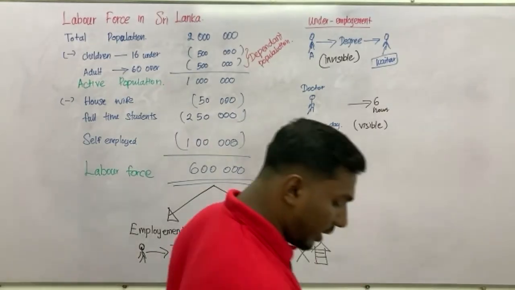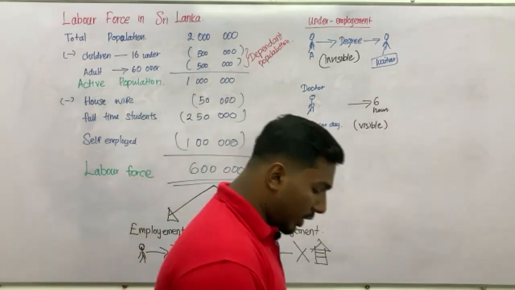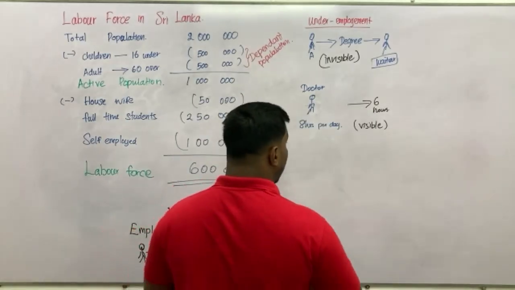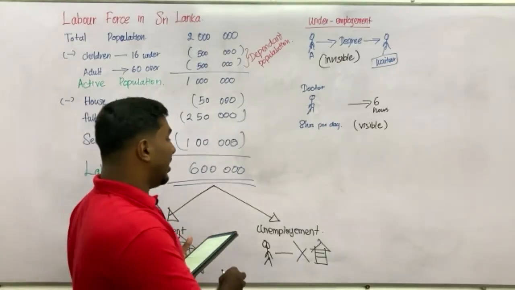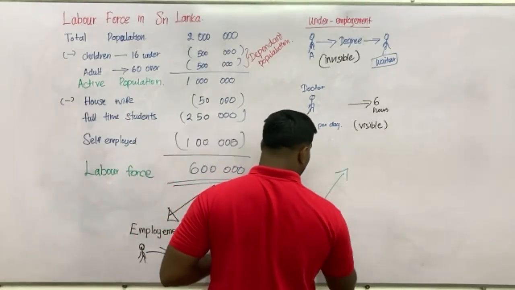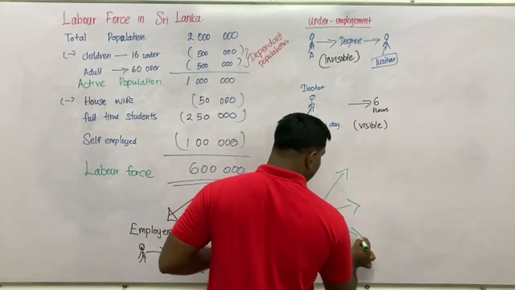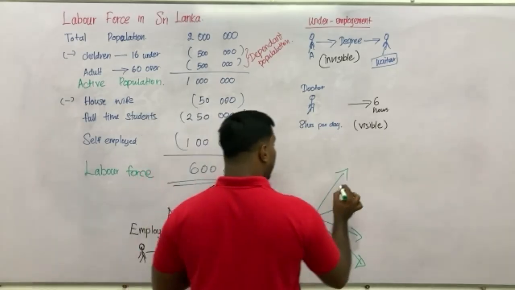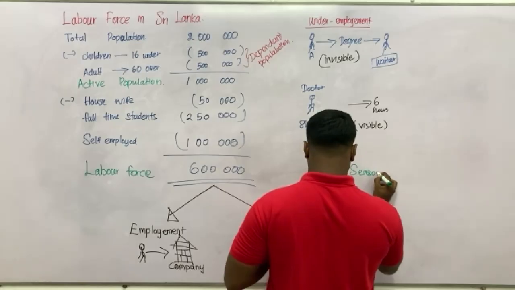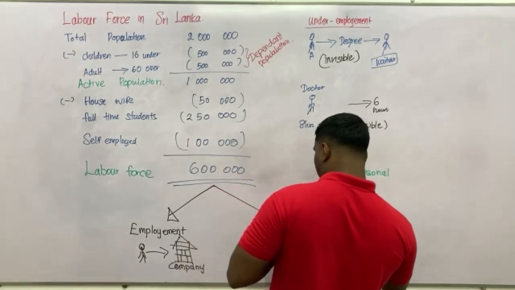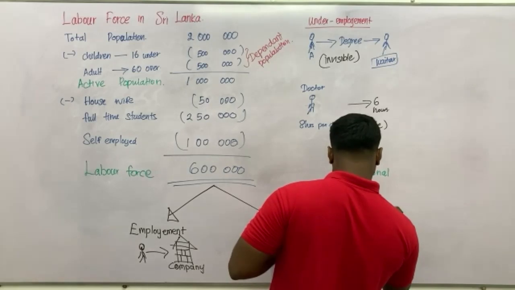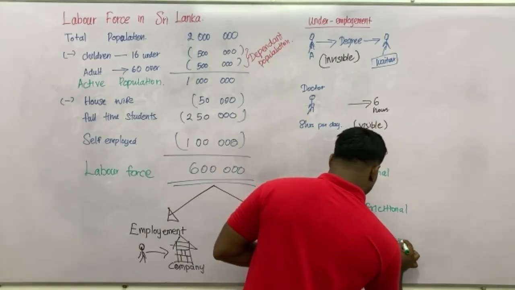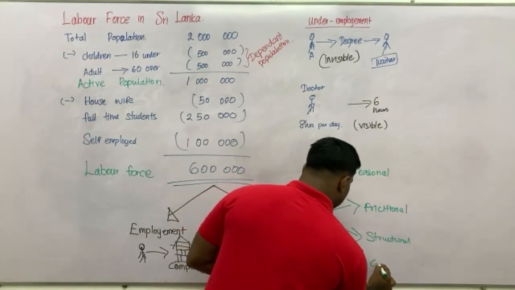Okay. And next we can move to unemployment. You already know unemployment, and there are 4 types of unemployment. This is very much needed. There are huge MCQ questions on these 4 types of unemployment. Please note that correctly. The 4 types of unemployment: first is seasonal unemployment, second is frictional, third is structural, fourth is cyclical.